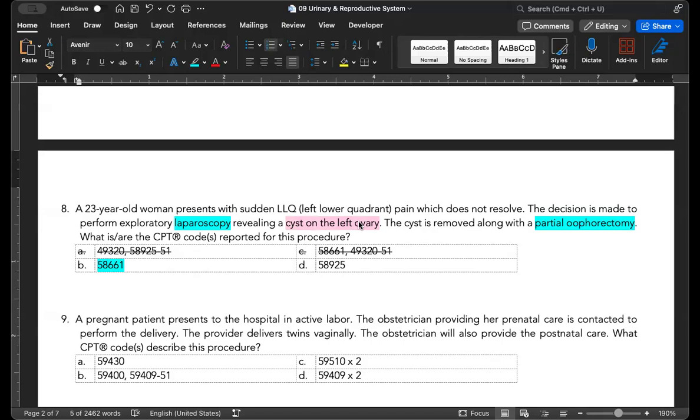Because we're removing the ovary. Yep. So it's kind of like if we're doing a biopsy on the skin, but then we do an excision of that same area at the same time, we're only going to code the excision code, not the biopsy. Here, same thing. If we're removing a cyst on the left ovary, but we still did a partial oophorectomy along with the removal of the cyst, then that's going to be included and it's going to only be that one code. Does that make sense?